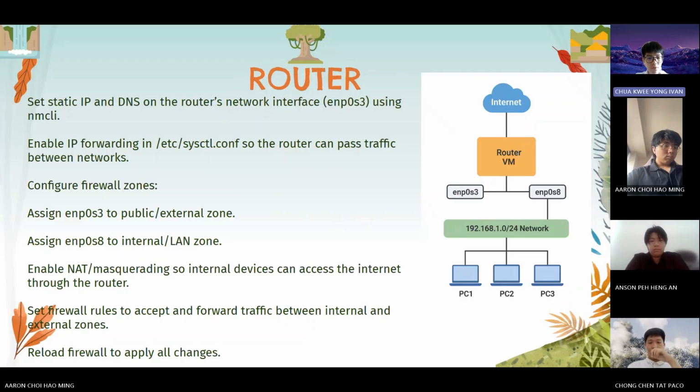Then we configured firewall zones, assigning enp0s3 to the public zone and enp0s8 to the internal zone. Then we enabled NAT and masquerading so internal devices can access the internet through the router. What masquerading does is it allows internal devices with private IPs to access the external network using the router's public IP. Last but not least, we set firewall rules to accept forward traffic between internal and external network, and then we reload the firewall to apply all changes. This ensures that traffic forwarding is allowed between zones.